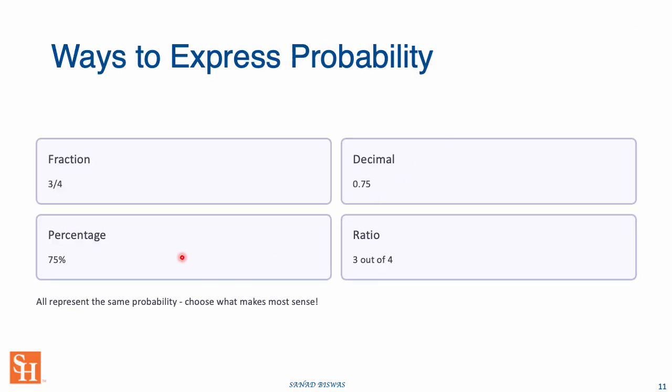Now let's see the different ways we can express probability. We can use fraction, decimal, percentage, or ratio, and all of these indicate the same thing. For example, the fraction 3/4 is the same as 0.75, right? And if you convert that to a percentage, it is 75%. So all of these indicate the same thing, and we can express probability with a fraction, decimal, percentage, or ratio. You are free to use any of the four which you prefer.